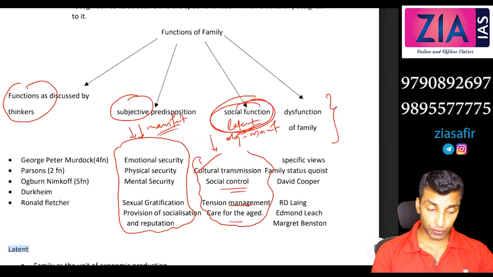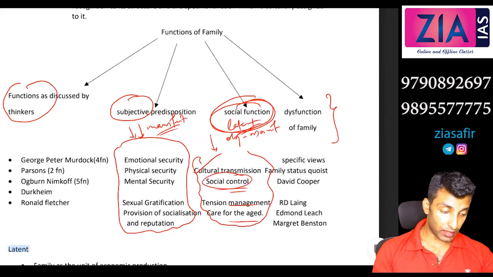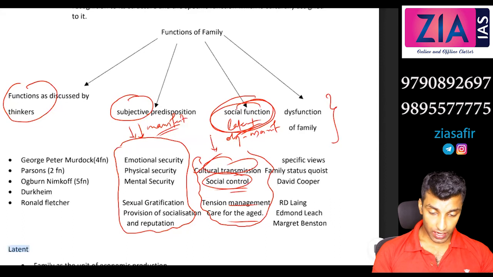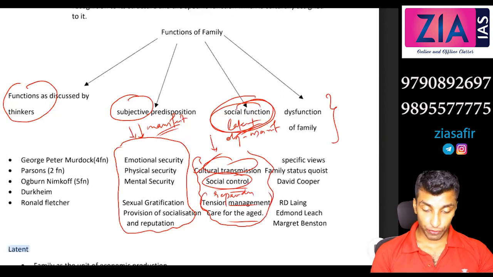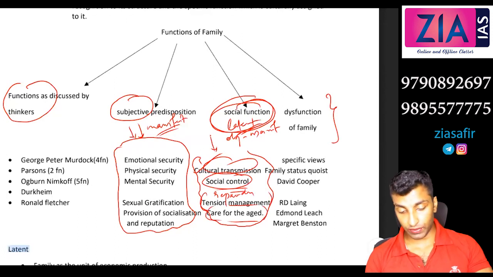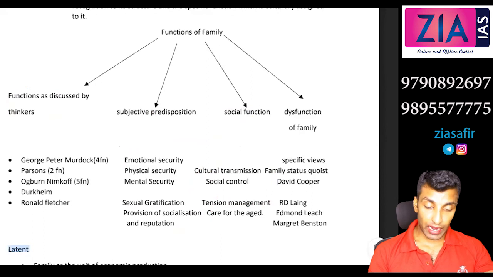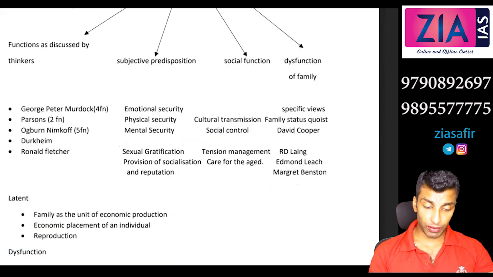right? Mechanism of social control. Then cultural transmission, we have discussed it. Reproduction, here you can add reproduction. Tension management, care for the aged, care for the child, all these we can write here. You need to elaborate it, everything you need to explain in your language.